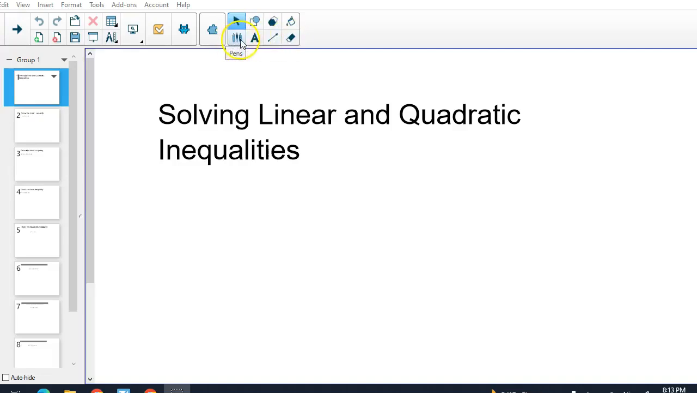Hello class, today we're going to be learning about solving linear and quadratic inequalities. I know we've been working with our inequalities for a little bit. We've seen some graphs where we have two variables, x and y. Today we're going to look at what we can do for solving them for just one variable, x.